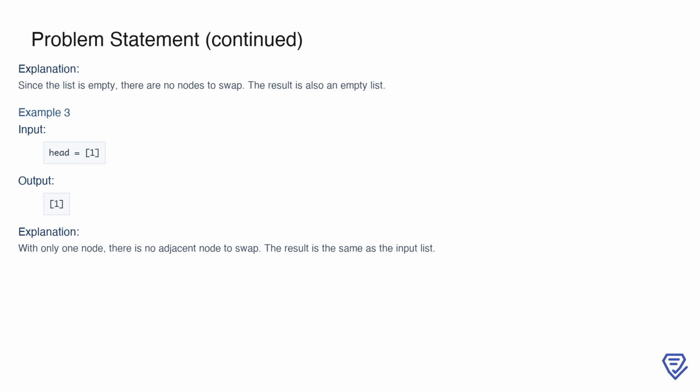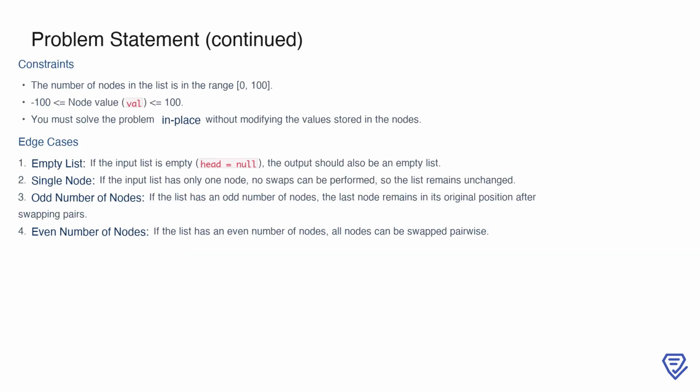This highlights an important edge case where the size of the list is too small to perform any swaps. Whether the input is empty or contains a single node, the structure of the list remains unchanged because no swapping is possible. Let's now consider the constraints and some additional edge cases.